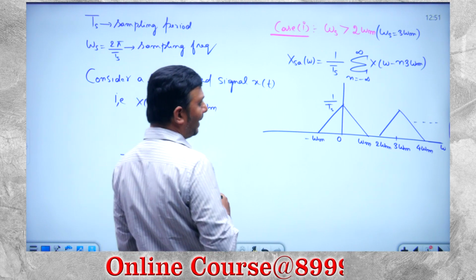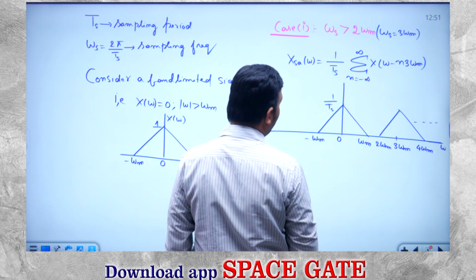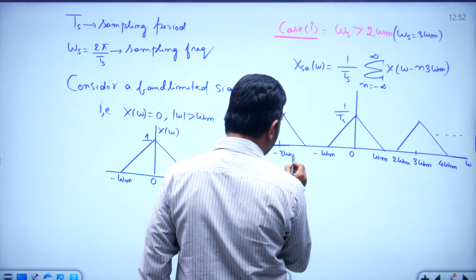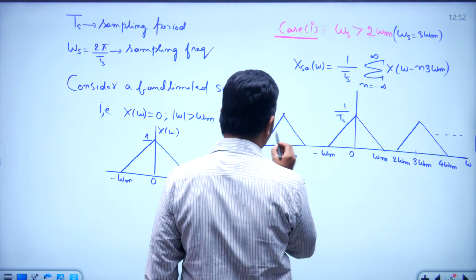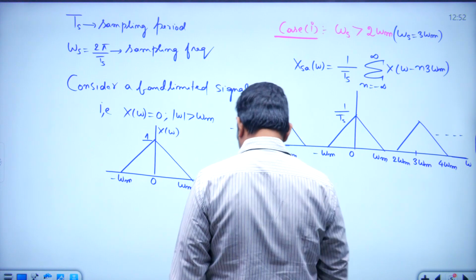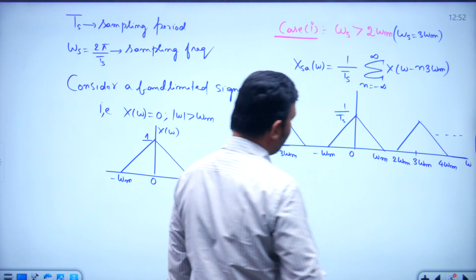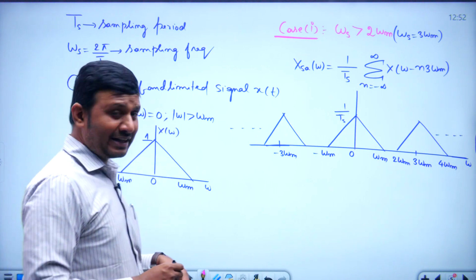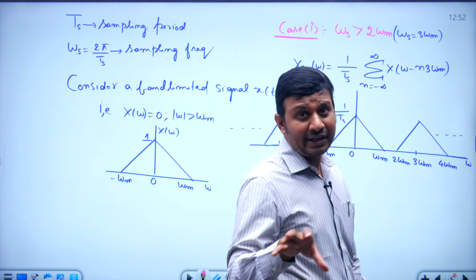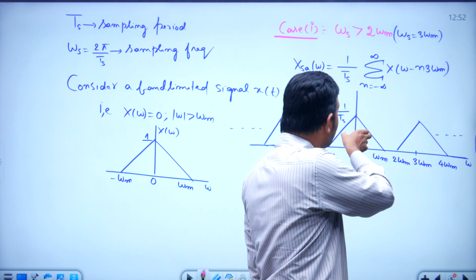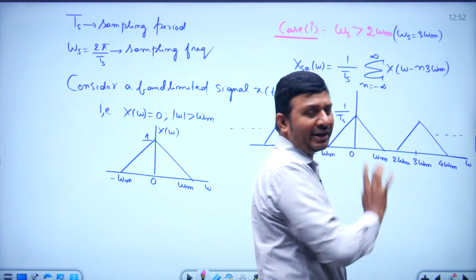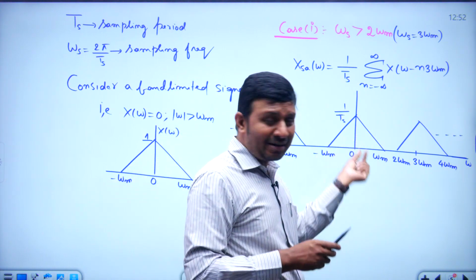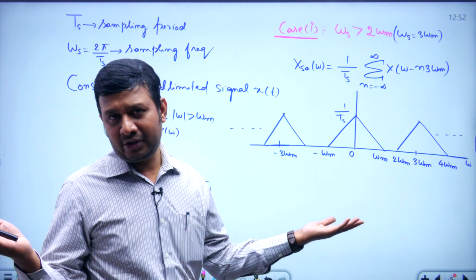What happens if I substitute n is equal to minus 1? We will get X of omega plus 3 omega m, weighted by 1 by Ts, and the spectrum repeats. And you can observe from this spectrum, what is our aim? Our aim is to reconstruct the original signal. Reconstructing the original signal means, from this periodical repetition, isolating the spectrum centered around 0. If I can isolate the spectrum centered at 0, yes, it is equivalent to reconstruction.